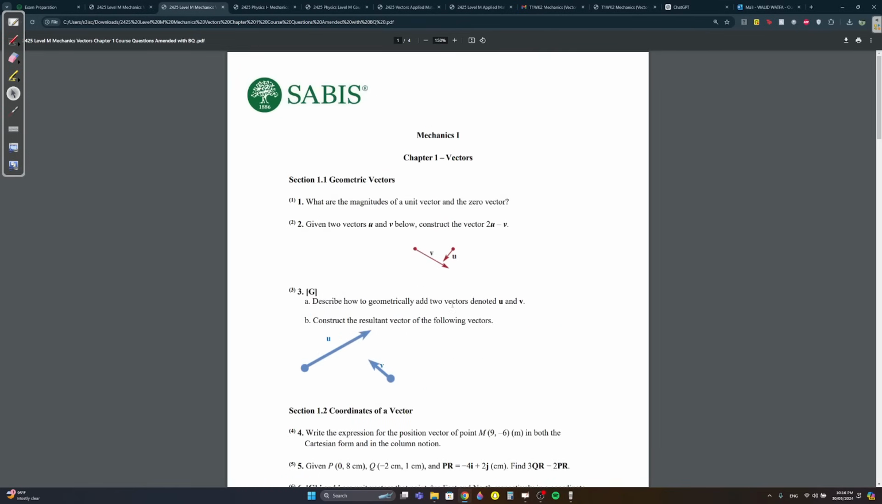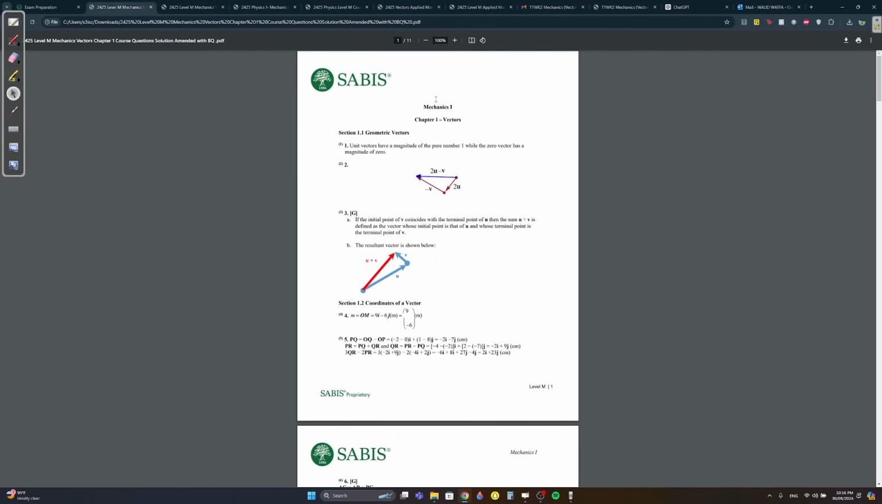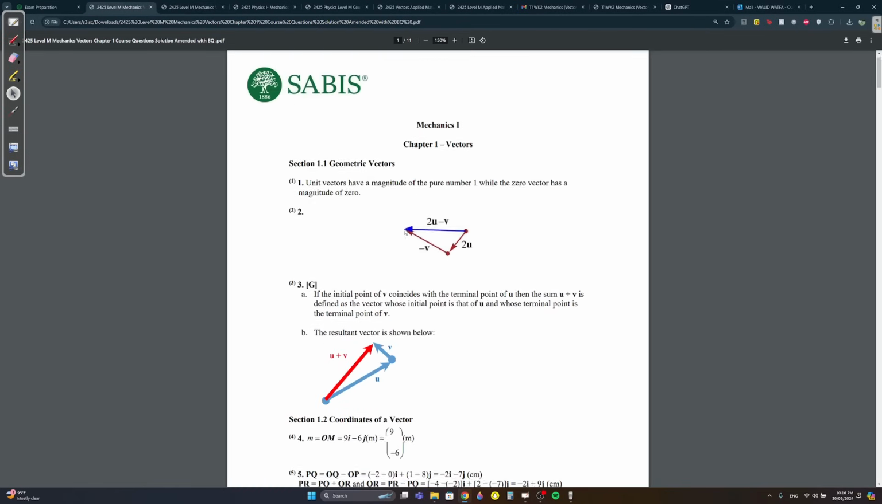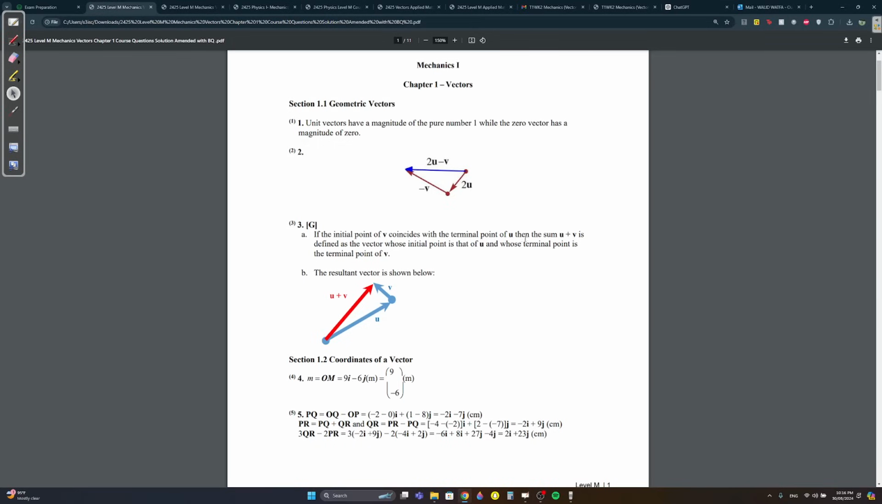Describe how to geometrically add two vectors denoted u and v. I'm gonna look at the solutions. Okay, the initial point of v coincides with the terminal point of u, so the sum u plus v is defined as the vector whose initial point is that of u, and whose terminal point is the terminal point of v. Remember, they use the triangle method. So they're saying, we're saying u plus v, right? The initial point of the second vector, so the tail of the second vector, should coincide with the terminal point of the initial vector.